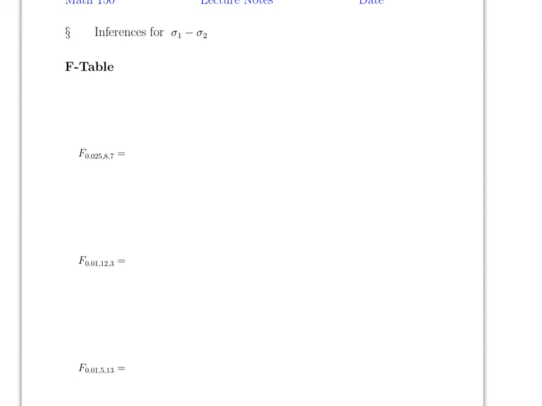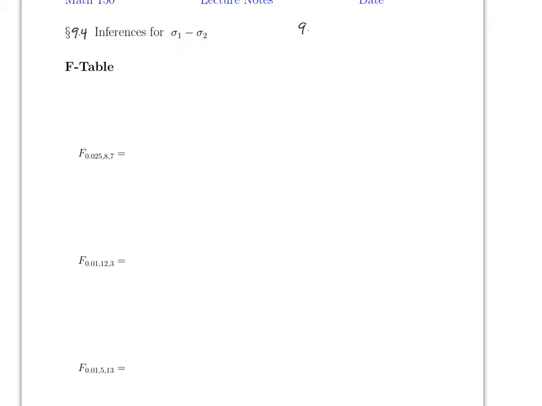Hello everyone, this video covers section 9.4. This will be the last table we need for the semester. It's called the F table. And we're gonna do inferences related to two standard deviations.